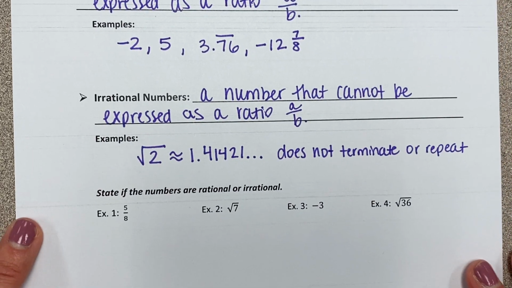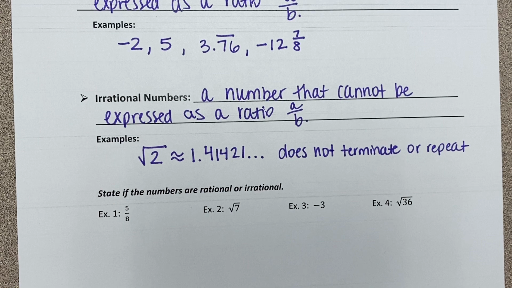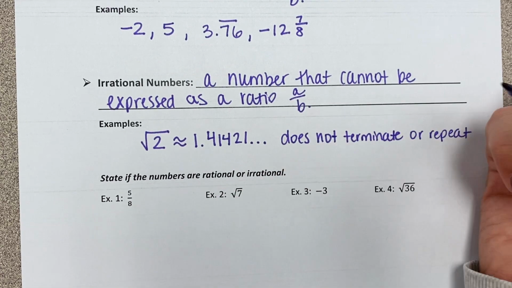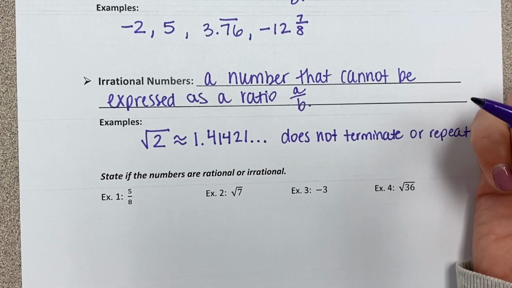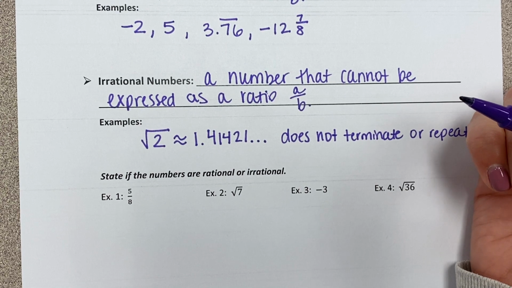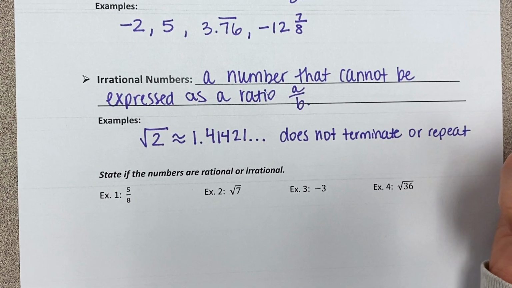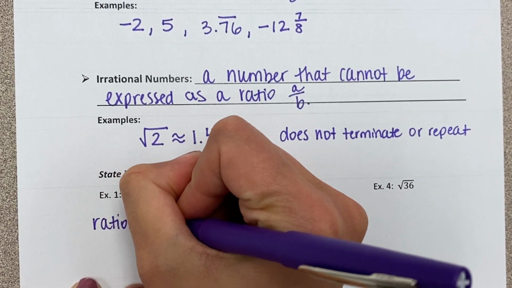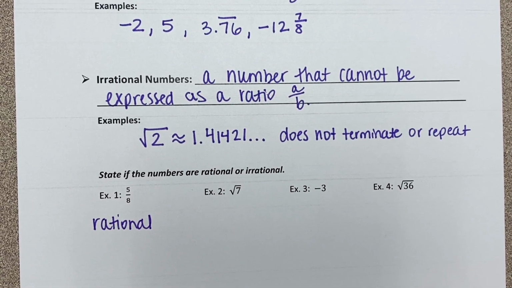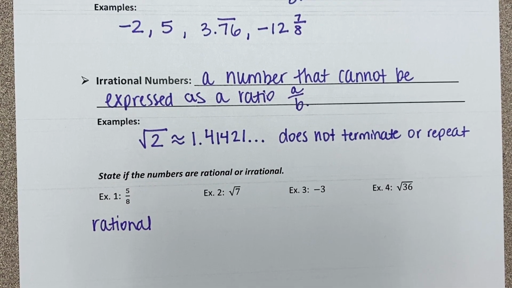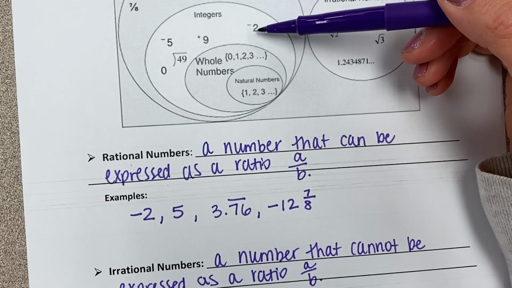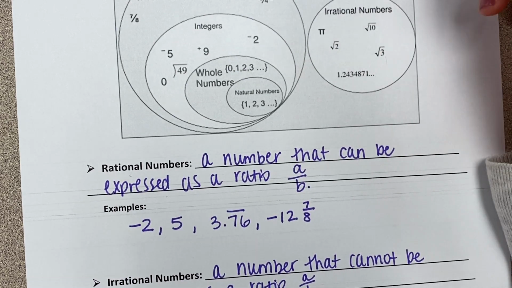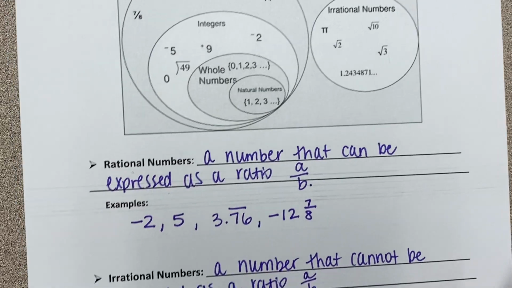All right, so down here, state if the numbers are rational or irrational. And you know what? We're also going to state if it's an integer, whole number, natural number too. So 5/8. If I divide 5 divided by 8, it's going to give me an actual decimal. It's going to terminate, so this is going to be rational. And it doesn't fall in the integer portion or the whole number or natural number because it is a decimal. So that's going to stay as just a rational. It's not going to be any of these others.